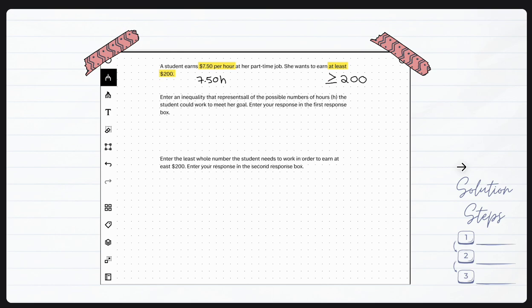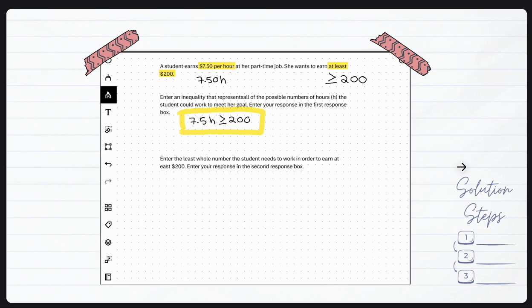If she said, I want to earn exactly 200, it would have been an equal sign. If she wants to earn more than, it would have been a greater than sign. But because she says at least, that means she's fine with earning $200, and she also is fine with earning more than $200. That's why it's a greater than or equal sign. So let's put that all together. We get 7.5 H greater than or equal to 200. That is going to be our inequality for our first response box.